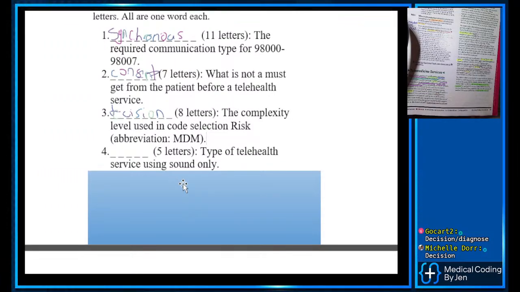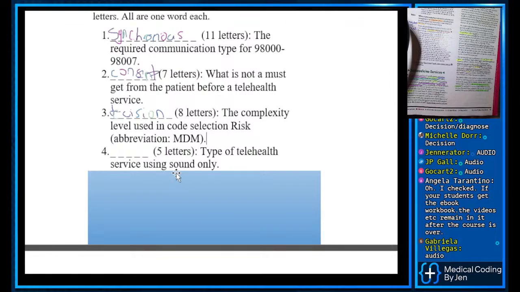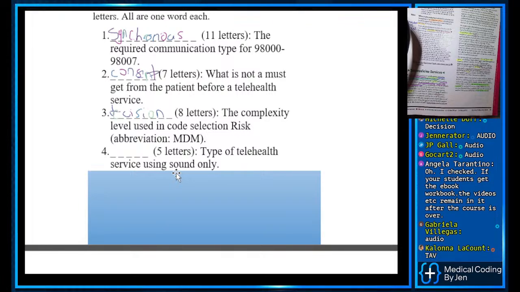Type of telehealth service that uses sound only. Who is that? I missed 99 messages on TikTok, so I'm sorry, guys. Who's doing that? Who's sending all the gifts? Ella, she always does that. Elena, I'm probably saying that wrong.